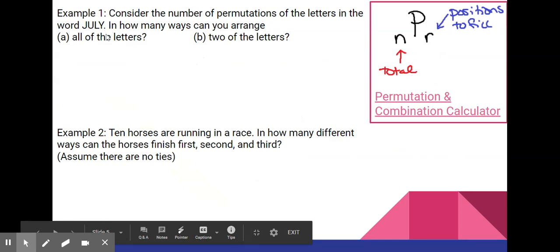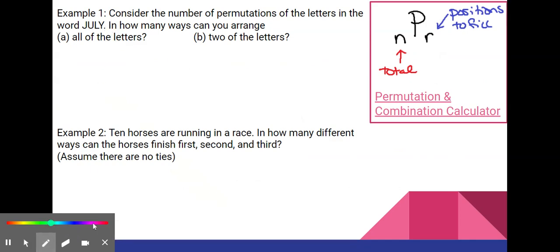Okay, so let's just work our way through some examples. All right, so in the first one, this was the letters in July. This is the one that we just had for our do now. So there's 4 total letters. So that's my n. Okay, and then we have our P, a giant P. That's always going to go in the middle. And it's what you have to pick. So I have to pick out of all the letters. Well, if there's 4 letters, I have to pick out of all 4.